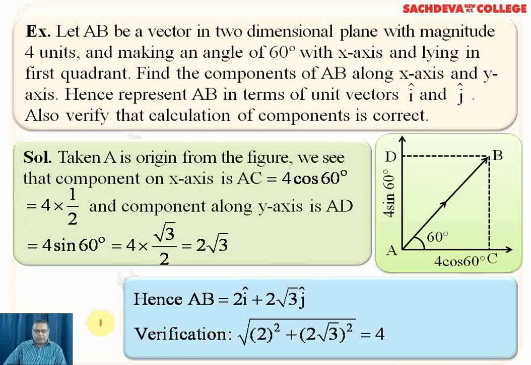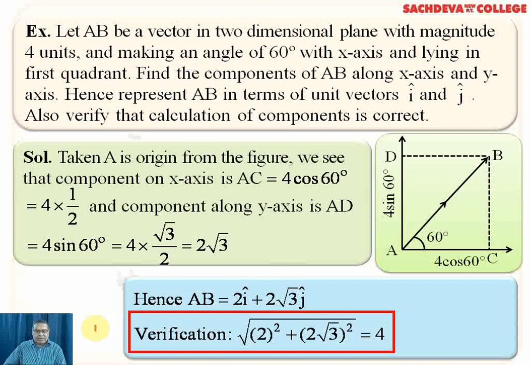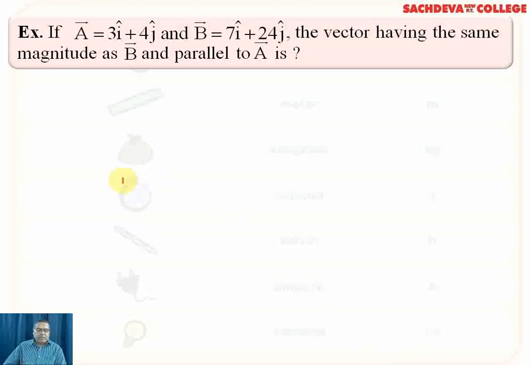So the values of i and j we can estimate with the help of the coefficients. For verification, we take the coefficient of i and square it. Then we take the coefficient of j and again square it. After taking the squares, we add them and then take the square root, and that will become 4.